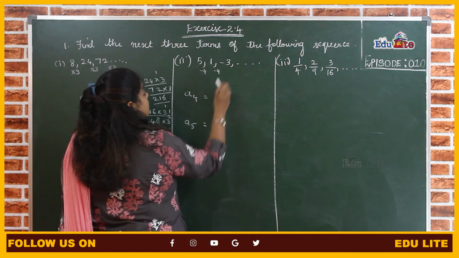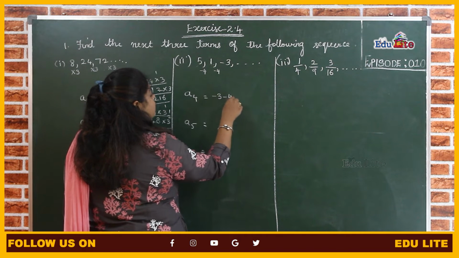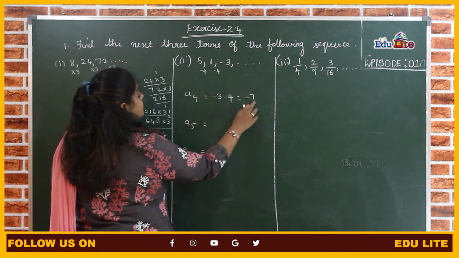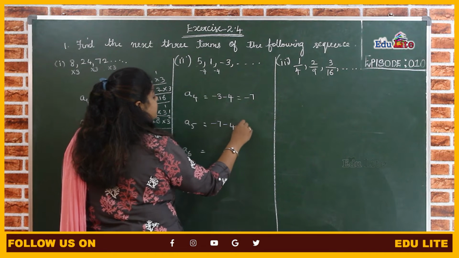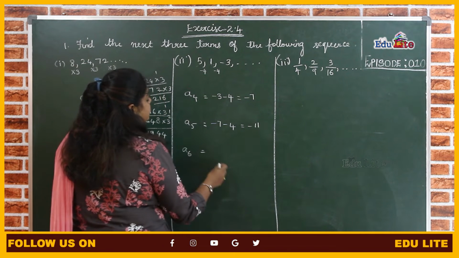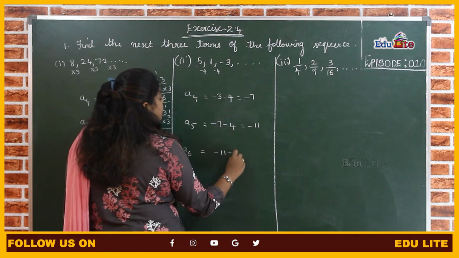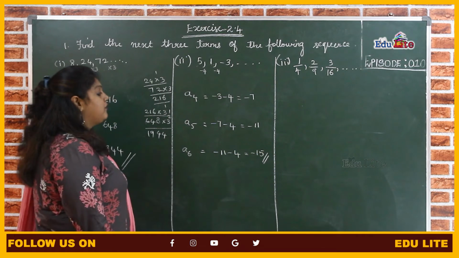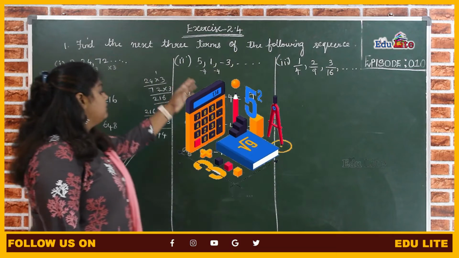Now what we have to do? Minus 3 should be subtracted by 4. What will we get? Minus 7. Thus we got the fourth term. Now minus 7 minus 4 will give me the fifth term, which is minus 11. Minus 11 minus 4 will give me the sixth term, which is minus 15. So thus we have found the next three terms of the above sequence.